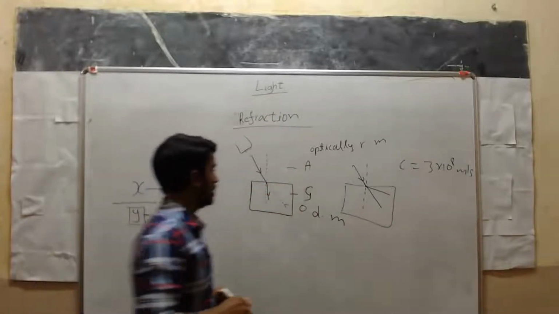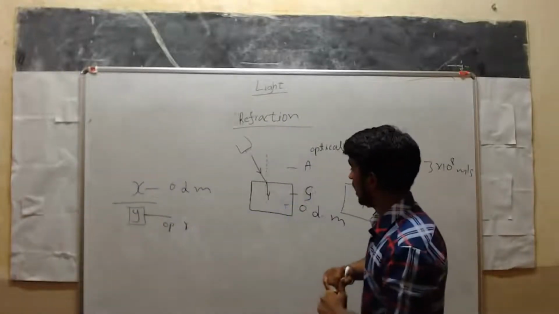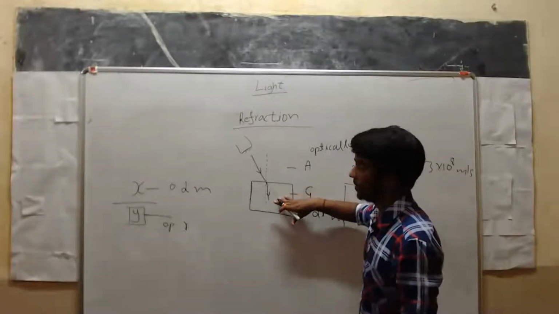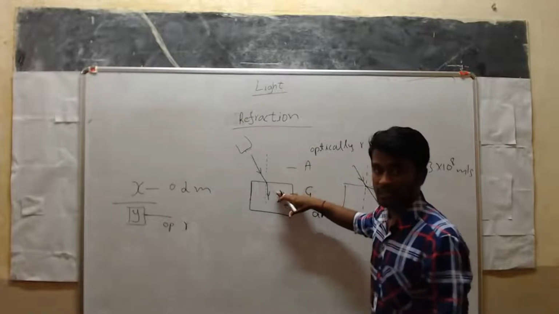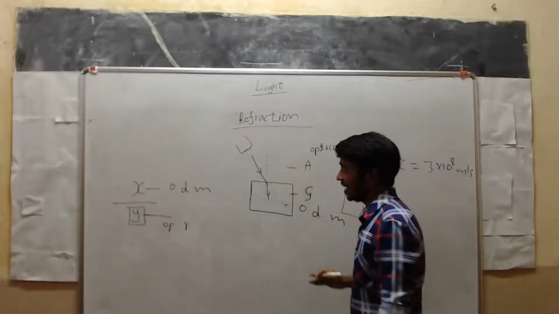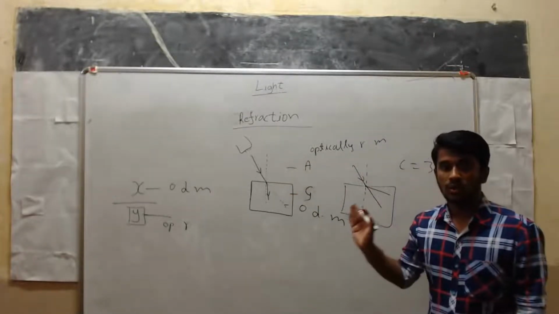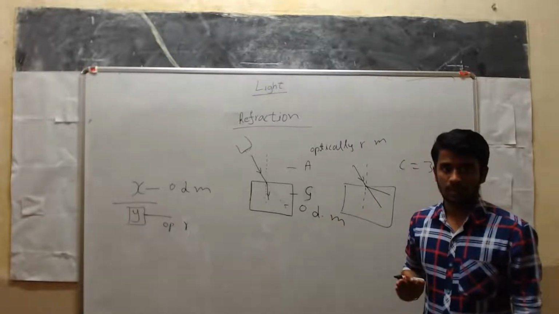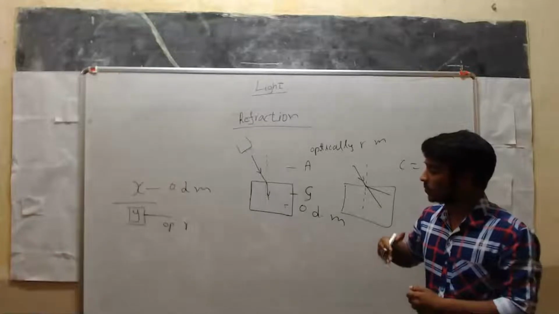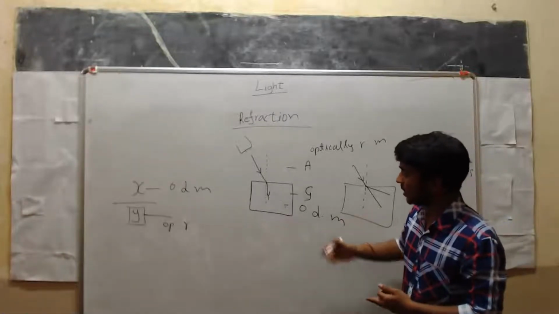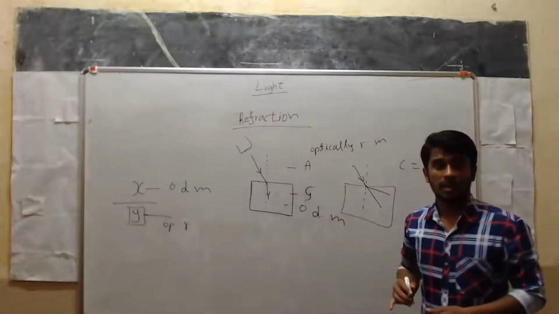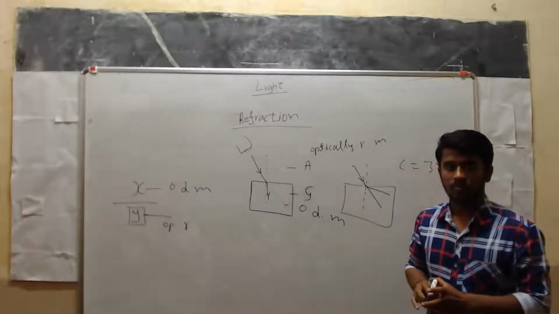Okay, so listen here. Now I have passed a ray of light from air medium to glass medium, that is, rarer medium to denser medium. Here that light ray bends towards the normal. Now what happens if I pass the ray of light from glass medium to air medium, or denser medium to rarer medium? How does it bend?